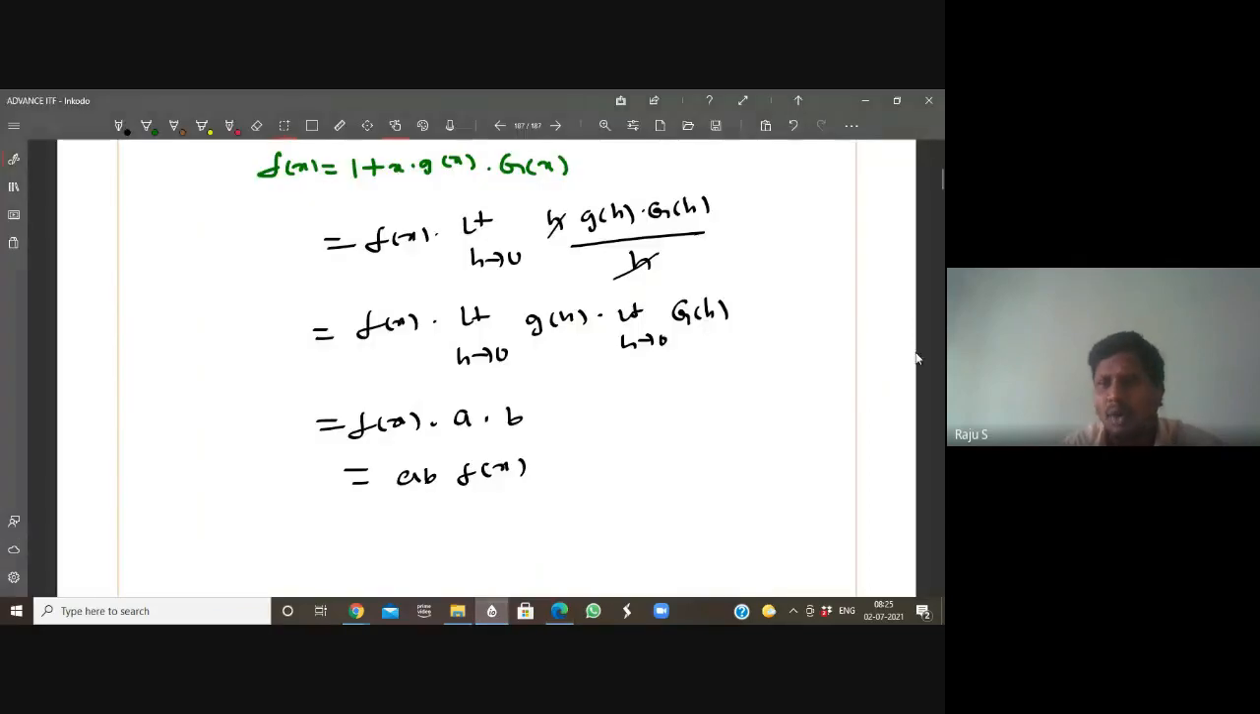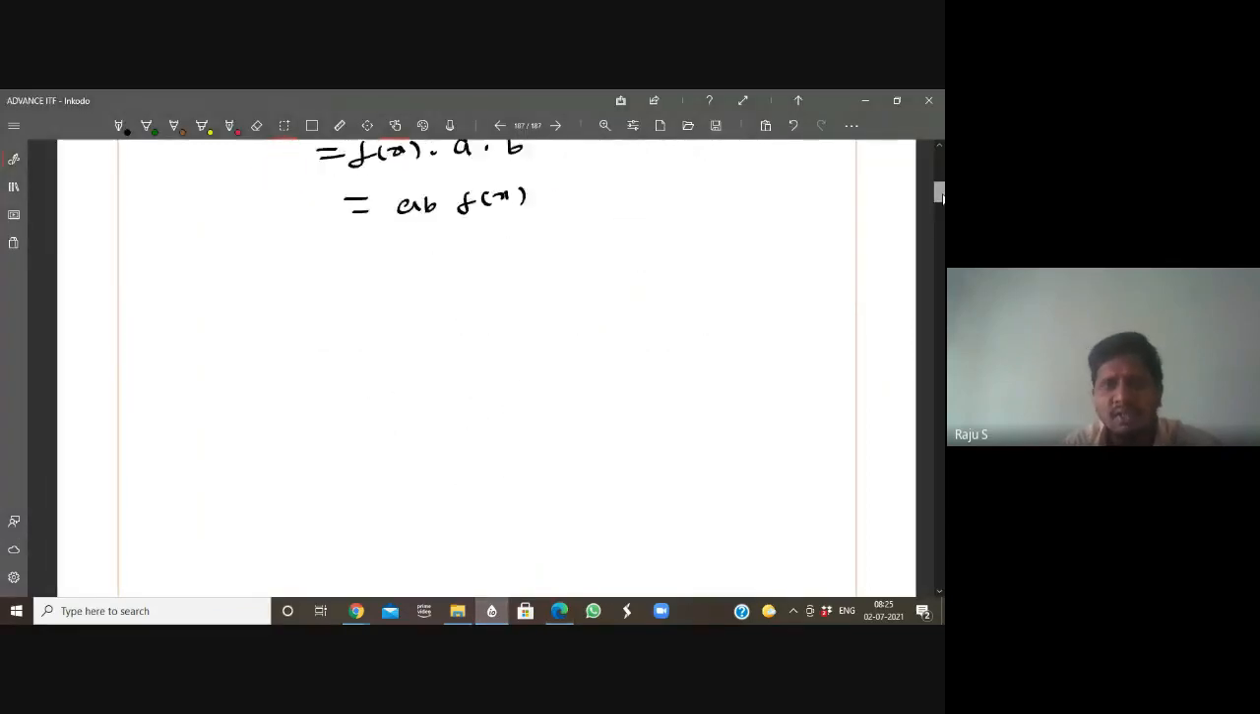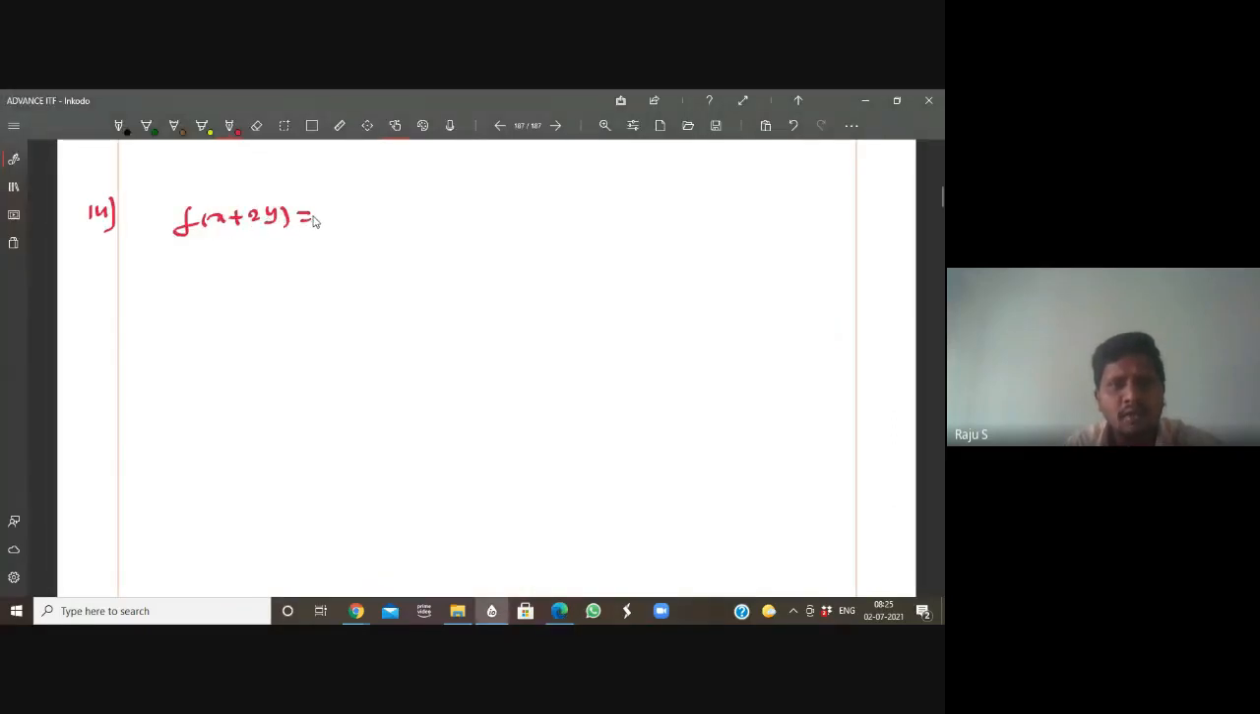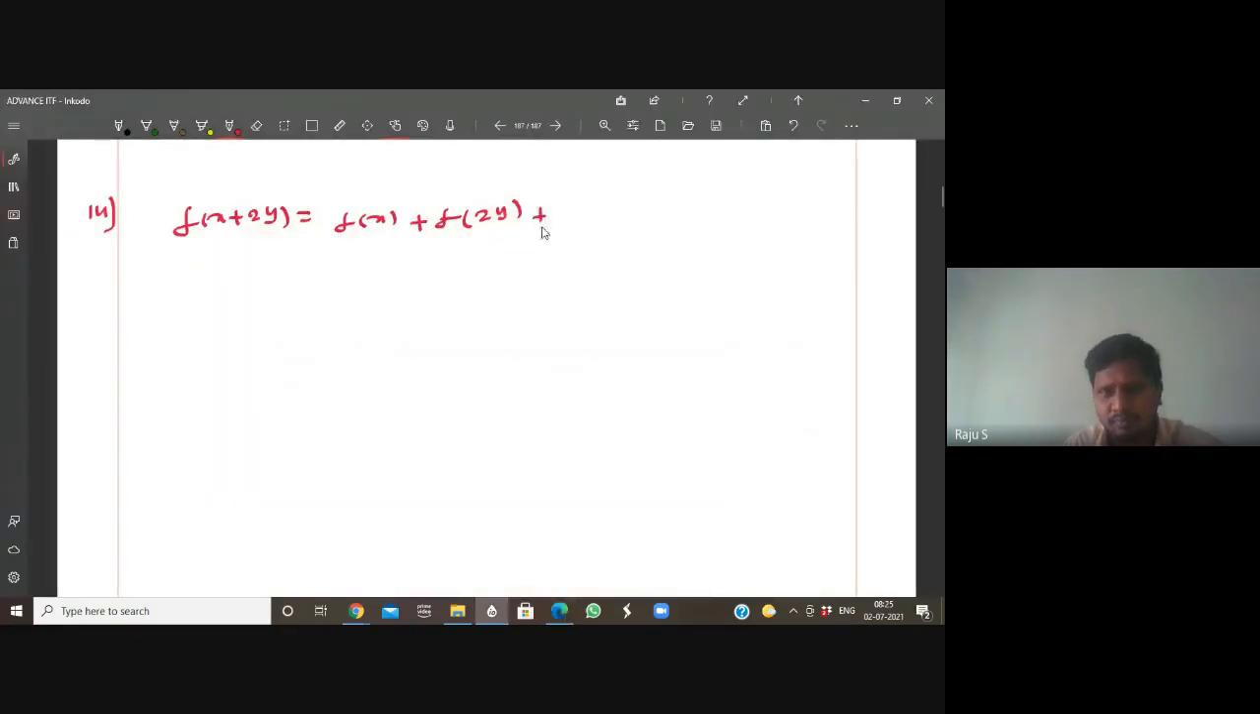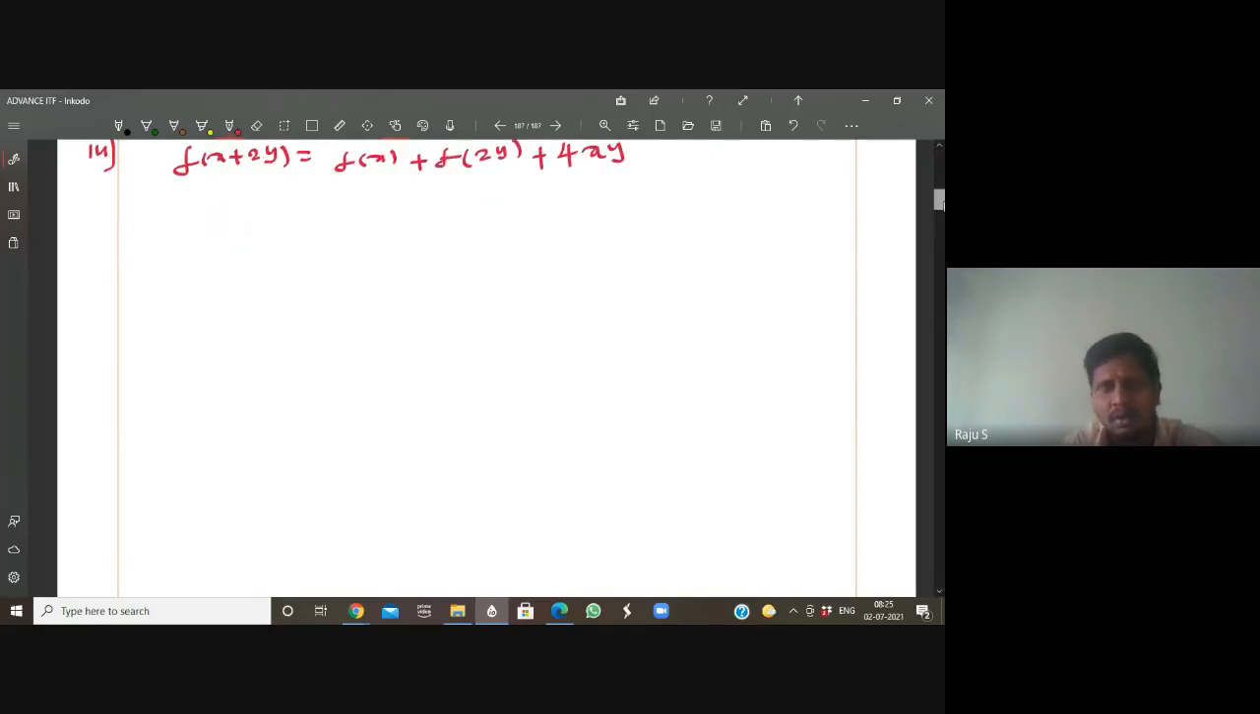Okay, student, what is the condition they gave here in this question? Yes, what's the condition? f of x plus 2y is equal to f of x plus f of 2y plus 4xy. Okay, fine. Right.